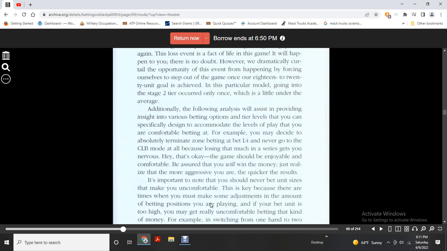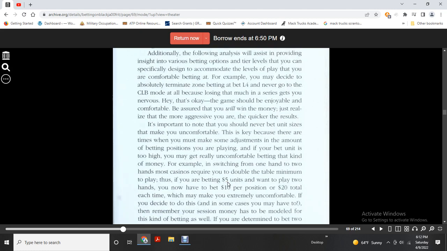For example, you may decide on an absolute terminating zone between betting L4 and never going to the clearance level betting mode, because losing that much is serious and gets you nervous. Okay, but the game should be enjoyable and comfortable. Be sure that you will win the money, and you realize that the more aggressive you are, the quicker the results. It's important to know that you should never bet a unit size that makes you uncomfortable.